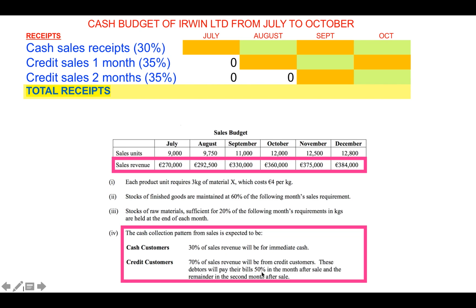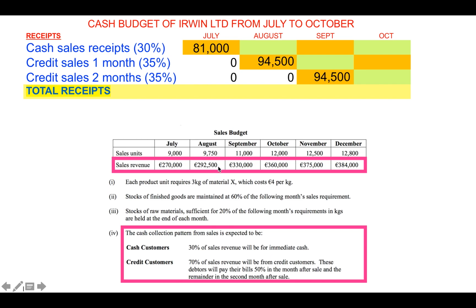These debtors will pay their bills 50% in the month after sale and the remainder in the second month after sale. So credit customers are 70%. So that's going to be split, 50-50 split between 2 months. So therefore the 70 is split into 35 and 35. So €270,000 multiplied by 30% is €81,000 received in July. Then 270,000 multiplied by 35% is equal to 94,500, which is going to be received in August and September.